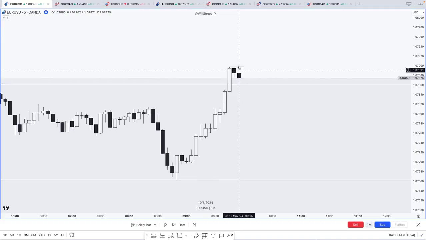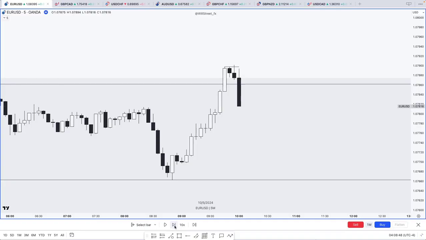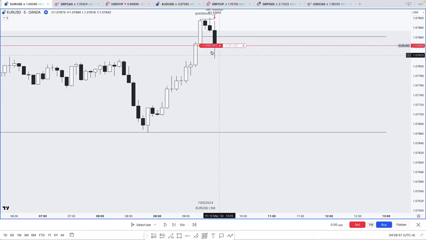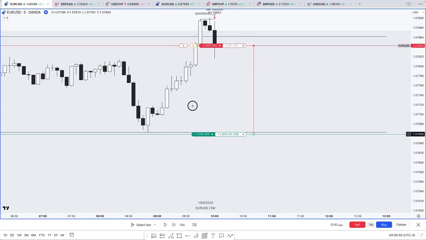Why? Because look at the time. 9:55. This is almost the 10 a.m. candle. So for me, this is the 10 a.m. candle, so failure swing. Where is our target? Right here.